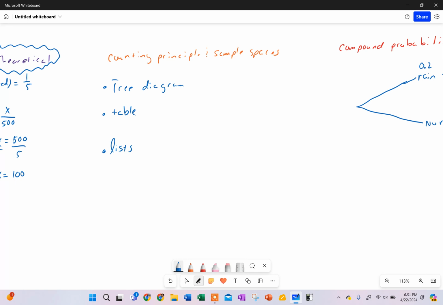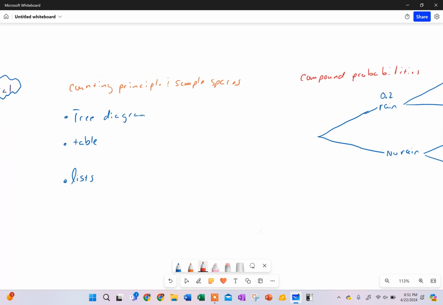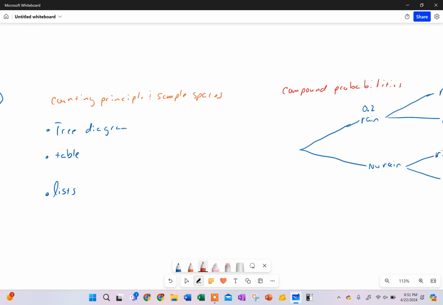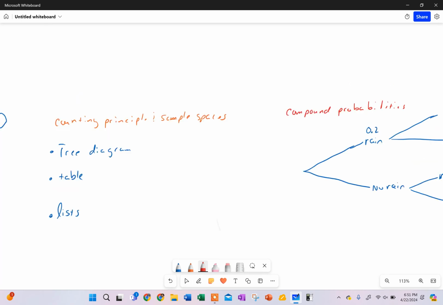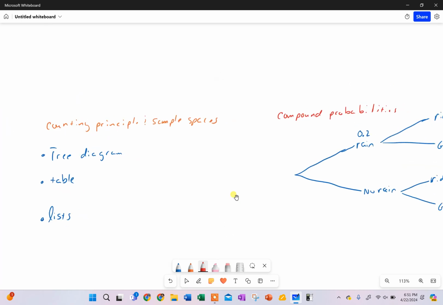There's more than 3, but there's 3 ways I like to do sample spaces. I'm going to flip a coin once, and then I'm going to do a spinner. So flip a coin, and then I'm going to do a spinner with the numbers 1, 2, 3, 4 on it.